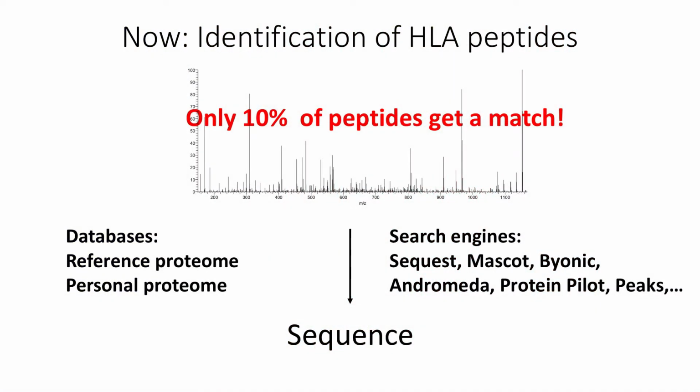So how is it done nowadays? I gave you a couple of historical slides on how it used to be done to get from a spectrum to a sequence. Nowadays we have search engines, and that's not even all of them. We have Sequest, Mascot, Bionic, which is produced by my collaborators that are just 10 minutes down the road, Andromeda, which is from Matthias Mann, Protein Pilot, AB Sciex. So there are endless algorithms that translate this spectrum into a sequence.